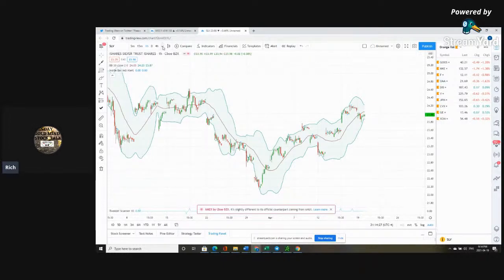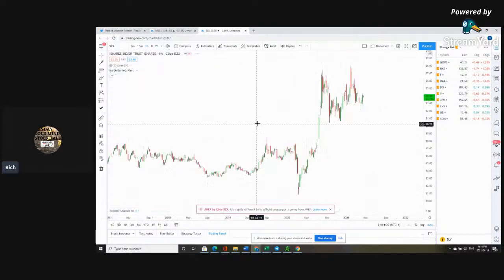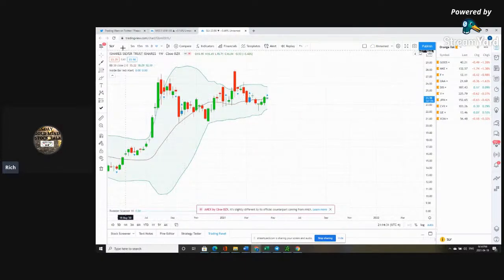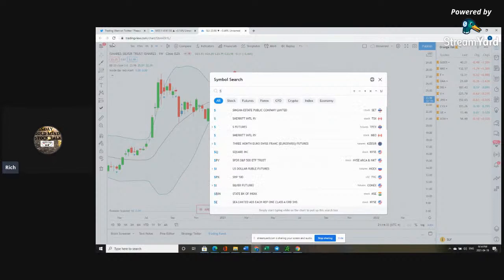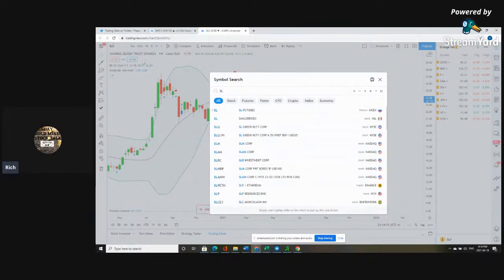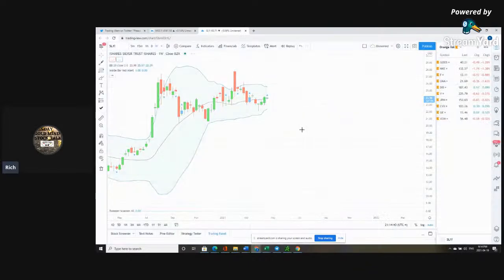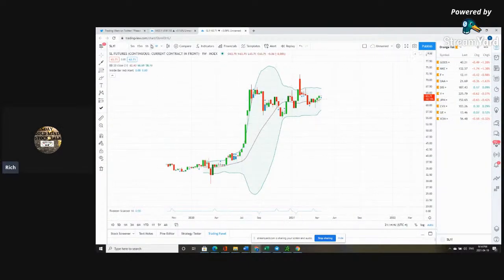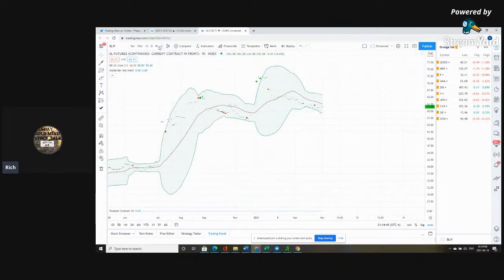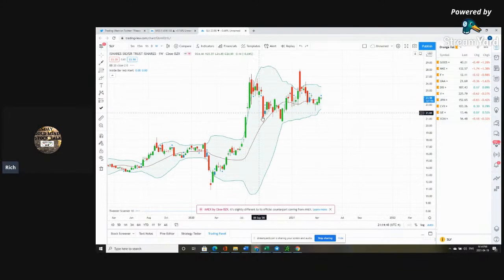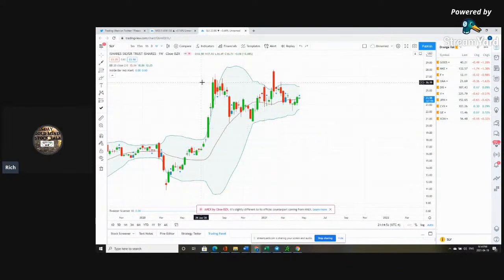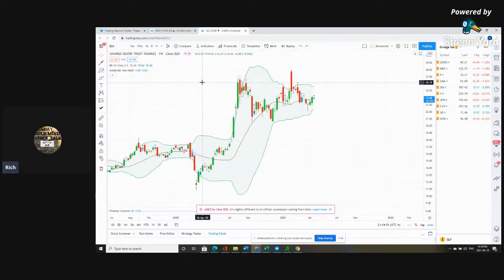So SLV, silver. We'll go to weekly. So if I'm looking at silver, I want to look at the futures. I want to look at the futures. What the hell is this? Okay, that's not going to work. Let's go back. Okay. So let's look at what we have on the weekly first.